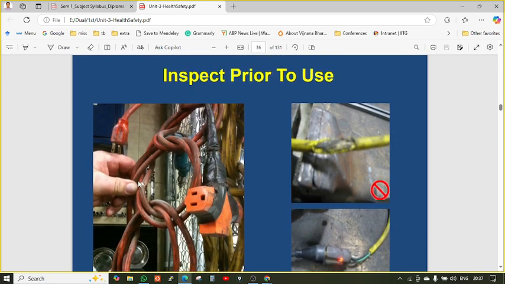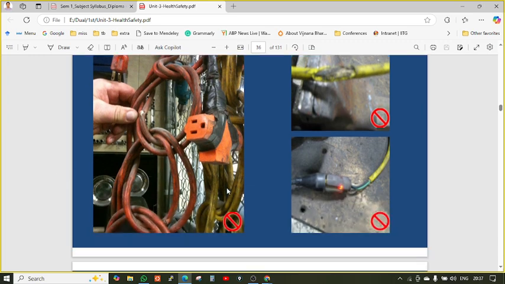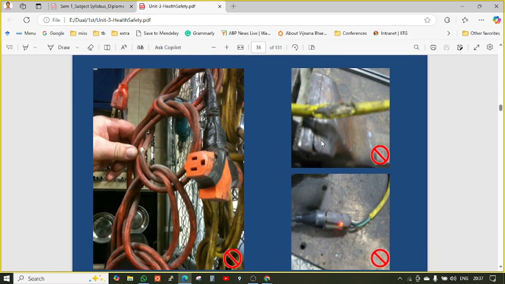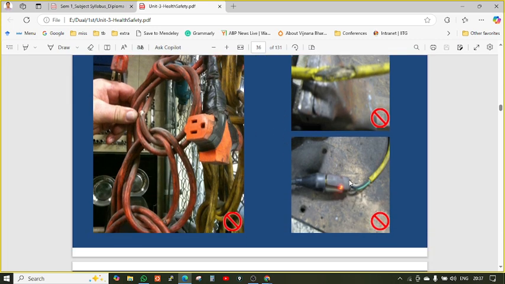So these are the things. You should not knot the electric wire, and if there is a damaged electric wire or there is a spark, you should avoid going to that place and using that thing.